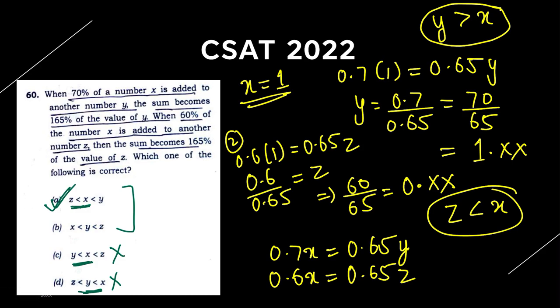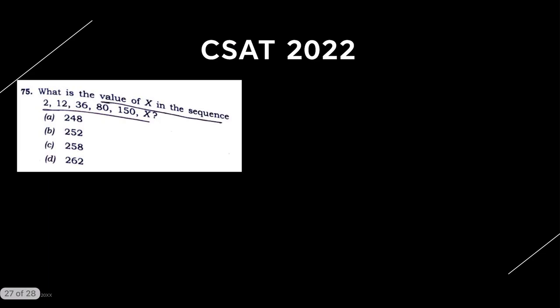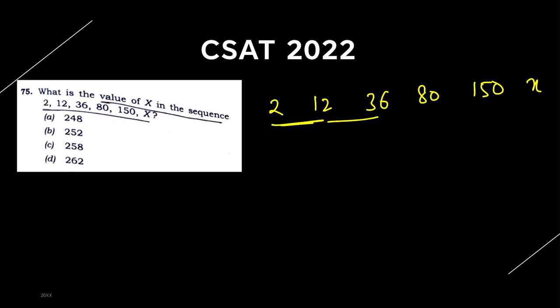Now moving to the next question. Simple, forming the equation. We put the value of x as 1. You can put the value of x as 2, 3, 4, whatever you want, and then come to a solution. Now, what is the value of x in this sequence? If a sequence question is given to you, I hope you are now familiar with what we have to do. First thing, check the difference. 12 minus 2 is 10. 36 minus 12 is 24.